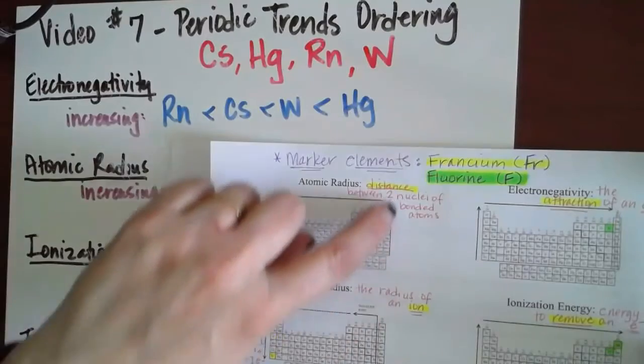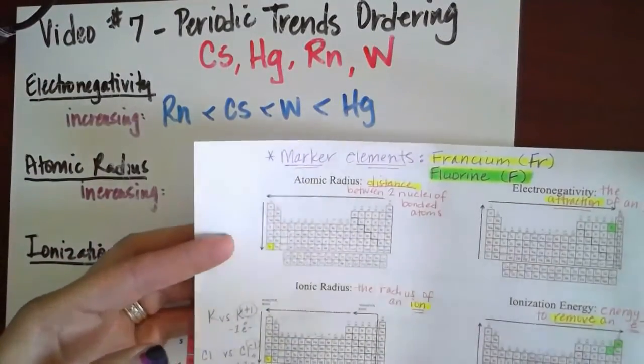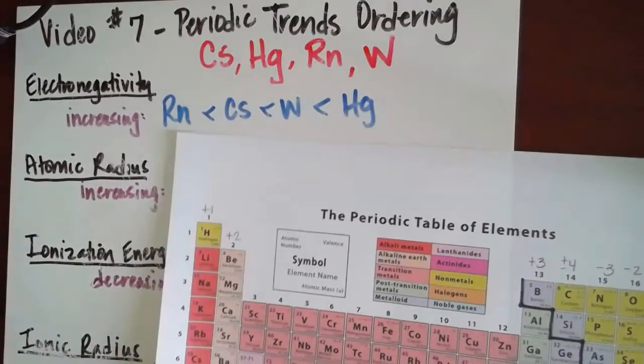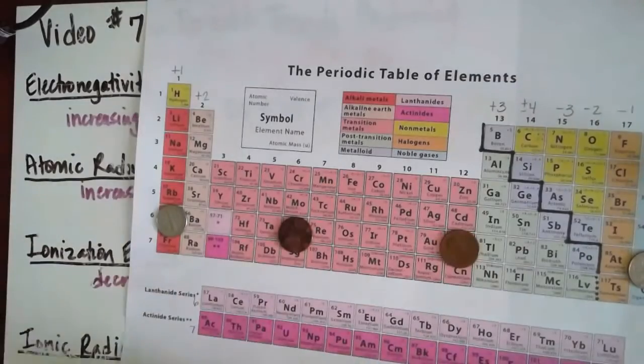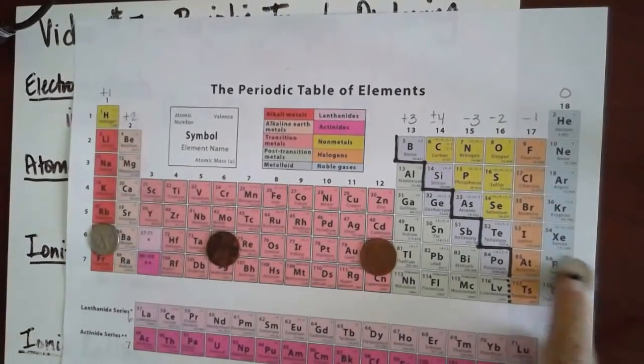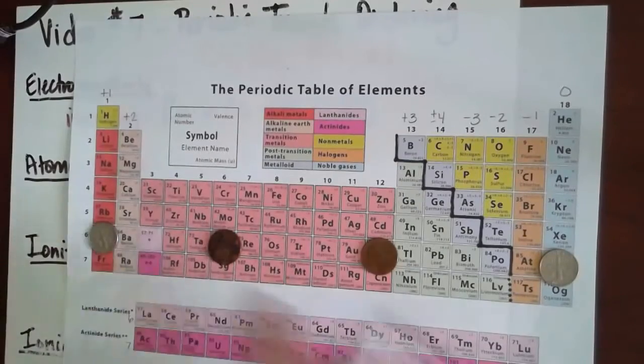And in this case, your noble gases still count because they don't have an issue with being close to one another. They just don't bond with something else. So if I put these back in order on our thing, it should be Rn, Hg, W, and Cs.